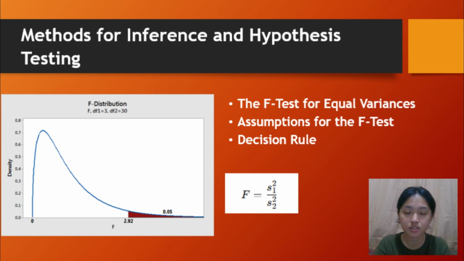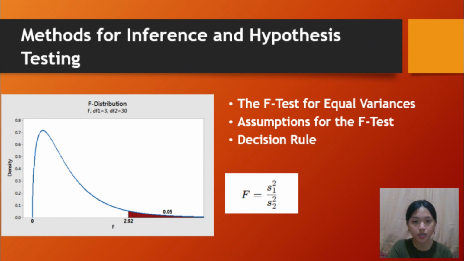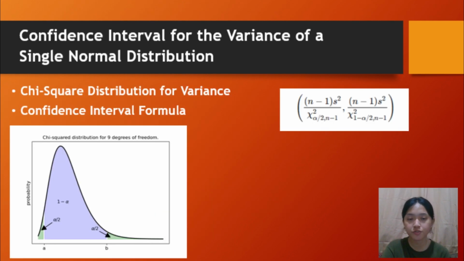Assumptions for the F-test. The F-test assumes that both populations are normally distributed. Additionally, the two samples should be independent of each other, and the data should be continuous. In the decision rule, we compare the calculated F statistic to a critical value from the F distribution table, based on the significance level and degrees of freedom. If the F statistic exceeds the critical value, we reject the null hypothesis that the variances are equal.